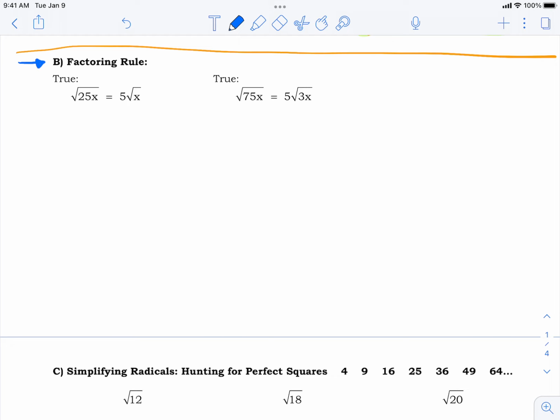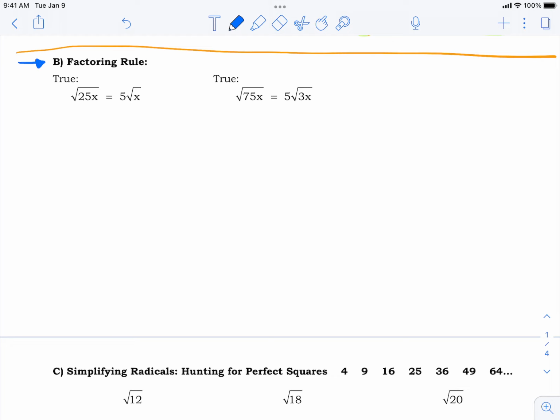What's the factoring rule? Take a look at this and see if you can figure out why that would be true. It says that the square root of 25x really does simplify as 5 times the square root of x. Somehow this 25 on the inside became a 5 on the outside. Radical 25 gave me a 5 on the outside, and the radical x is still inside. Do you see what's going on?